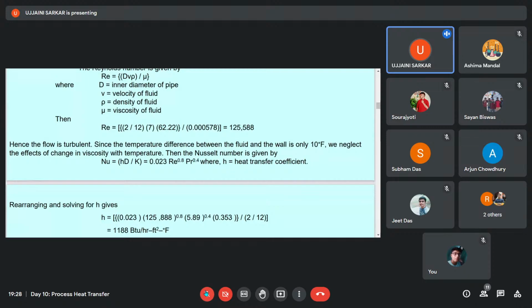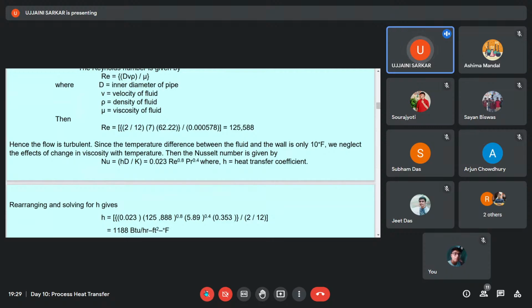Because you are in the turbulent regime, you can directly use the Nusselt number. Now the temperature difference between the fluid and the wall is only 10 degree Fahrenheit, so we neglect the effect of change in viscosity. As I told you in the last class, the viscosity correction factor is added as mu by mu w to the power 0.14 into the right hand side of the Dittus-Boelter equation. But you don't have to do that because the wall temperature of the pipe is constant at 90 degree Fahrenheit and the average temperature of the fluid flowing through the pipe is 80 degree Fahrenheit. So the difference is only 10 degree Fahrenheit.